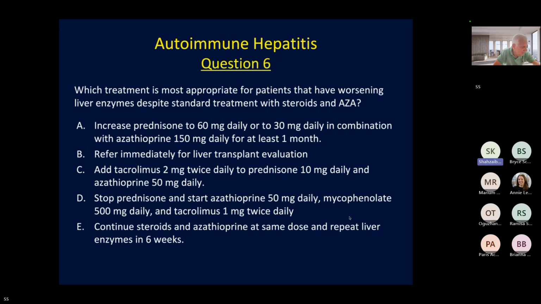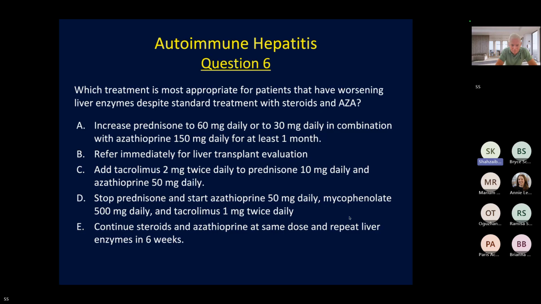Which treatment is most appropriate for patients that have worsening liver enzymes despite standard treatment with steroids and azathioprine? A, increase prednisone to 60 milligram daily or to 30 milligram daily in combination with azathioprine 150 milligram daily for at least 1 month. B, refer immediately for liver transplant eval. C, add tacrolimus 2 milligram daily to prednisone and azathioprine. D, stop prednisone and start azathioprine, mycophenolate, and tacrolimus 1 milligram. And E, continue steroids and azathioprine at the same dose and repeat liver enzymes in 6 weeks.